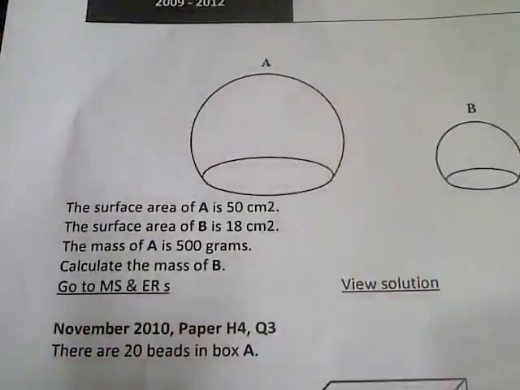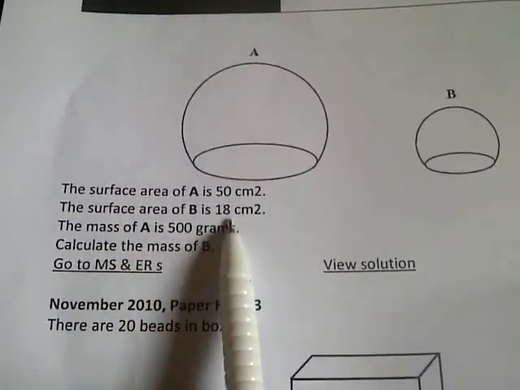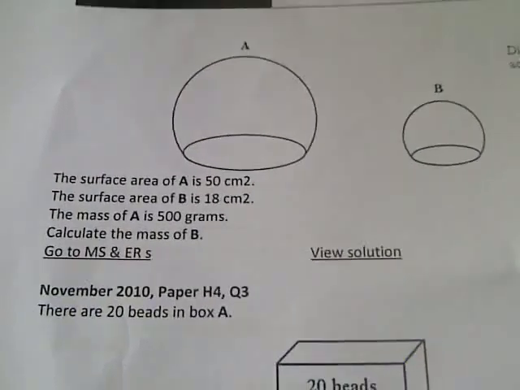Now this question says the surface area of A is 50 centimeters squared. The surface area of B is 18 centimeters squared. The mass of A is 500 grams. Calculate the mass of B. Now this takes us to a topic I titled comparisons involving area.